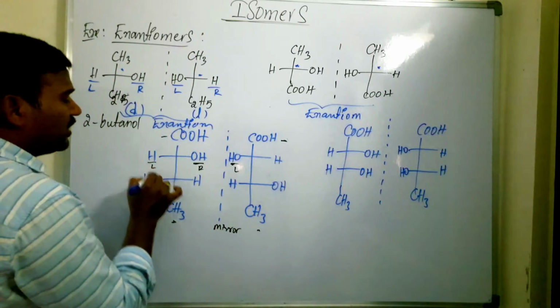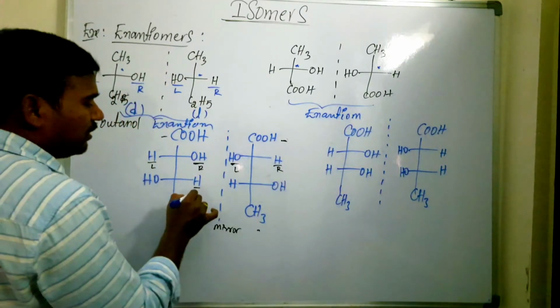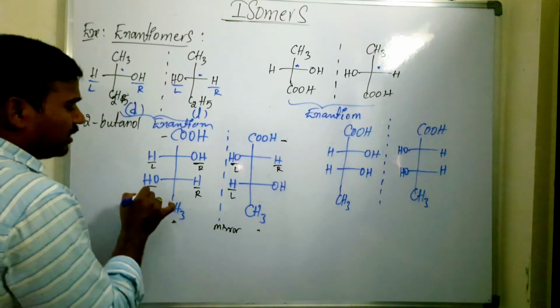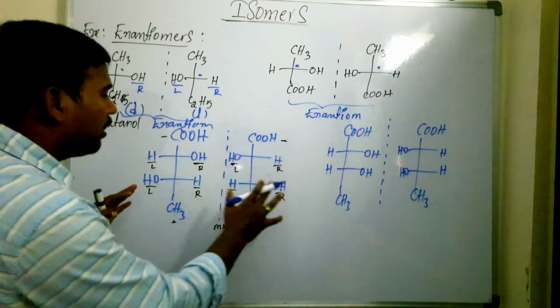The hydrogen is on the left here. Hydrogen is present on the right here. Now here hydrogen is on the right, and here the hydrogen is on the left. The OH is here on the left side. The OH is on the right side. So what is happening? These two are non-superimposable.